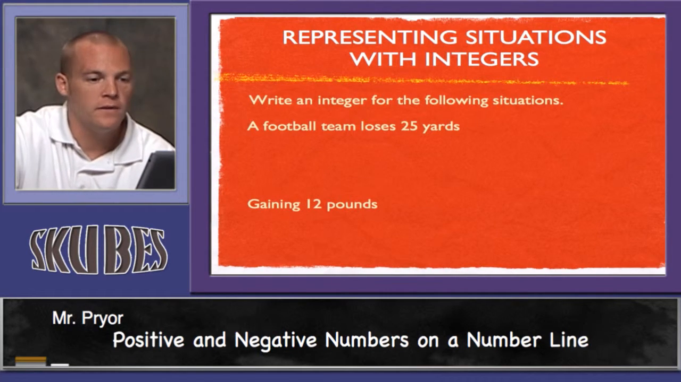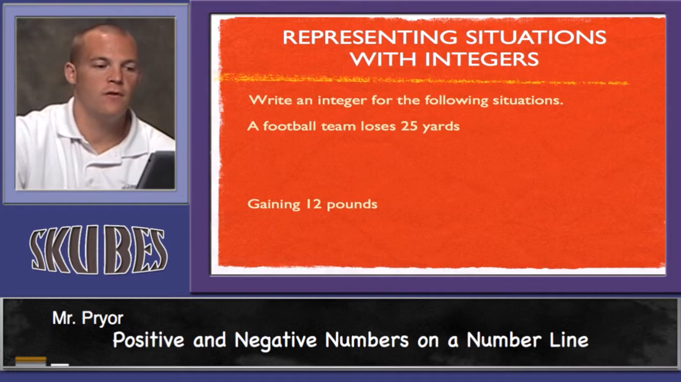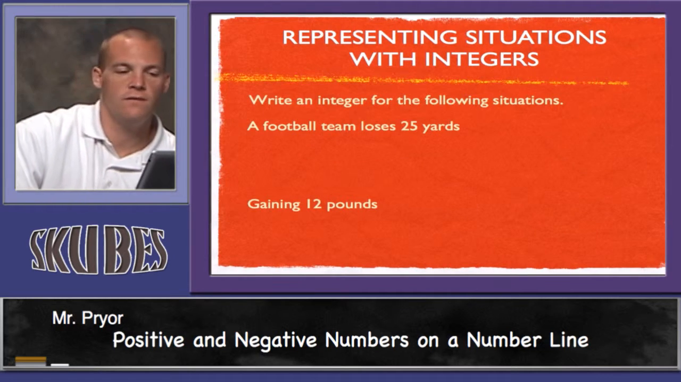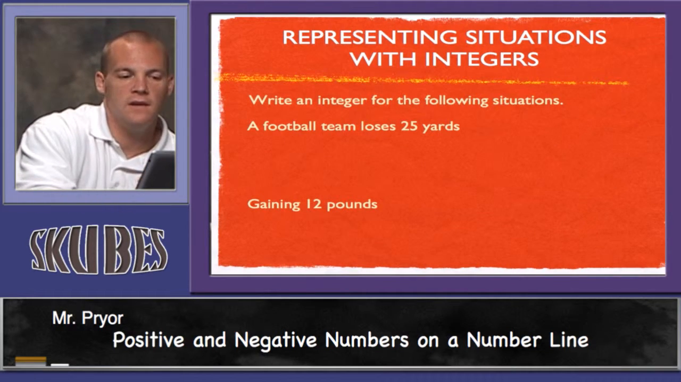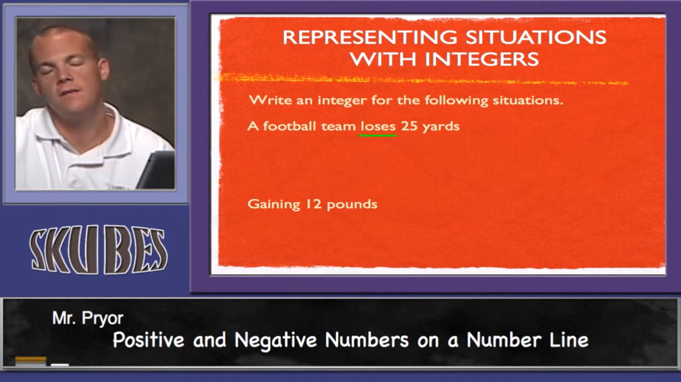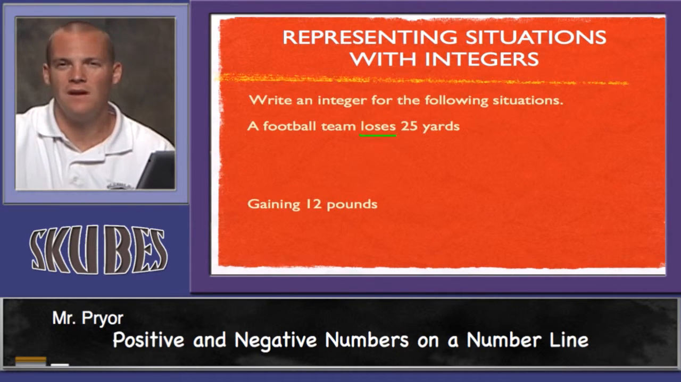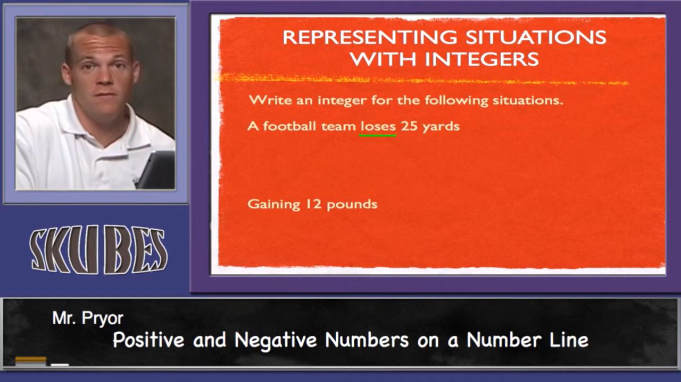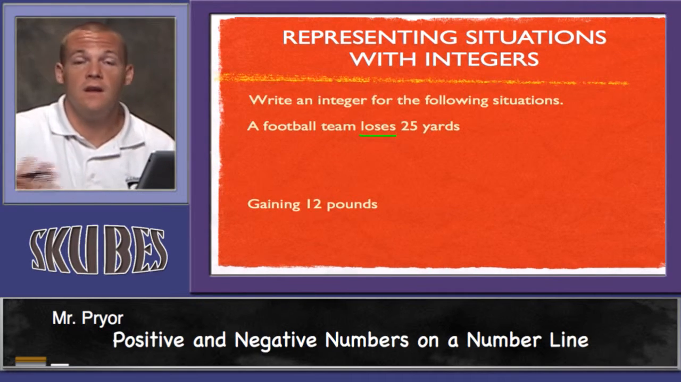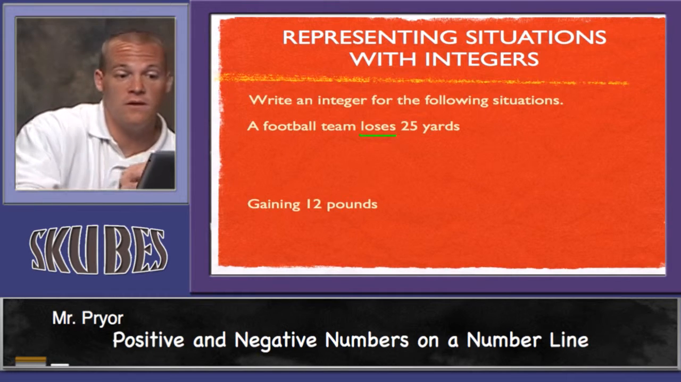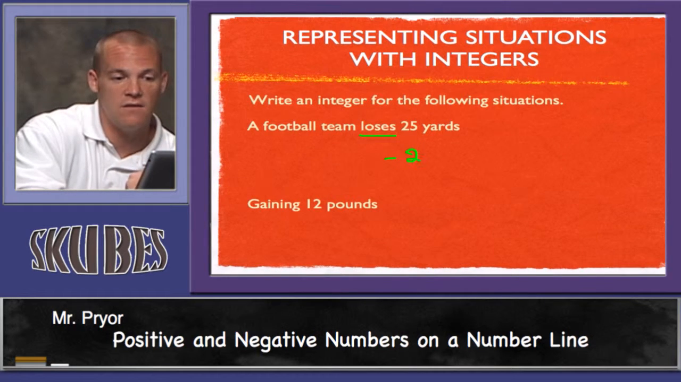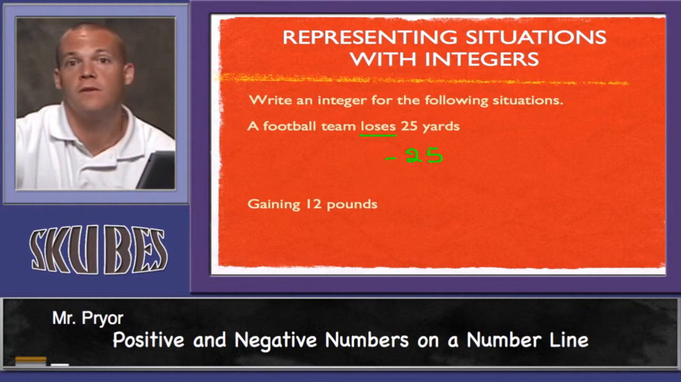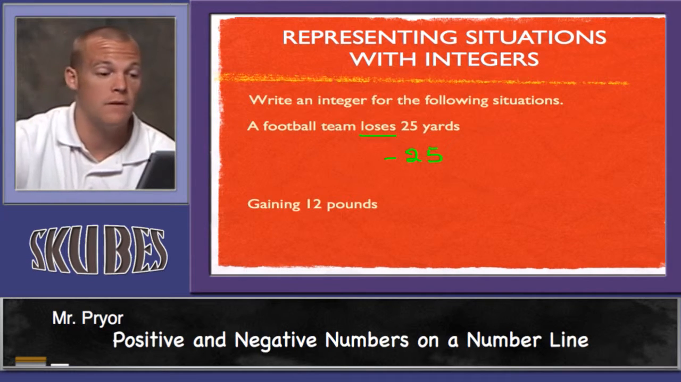Write an integer for the following situations. Okay, a football team loses 25 yards. So again, notice the key term here would be losing. Would we consider that positive or negative? Well, again, in the case of playing sports, we would look at that as being a negative movement or just a negative occurrence. And that's the correct assumption in this case, because it is a negative value. You're moving backwards from the direction that you want to go. So that would be -25.